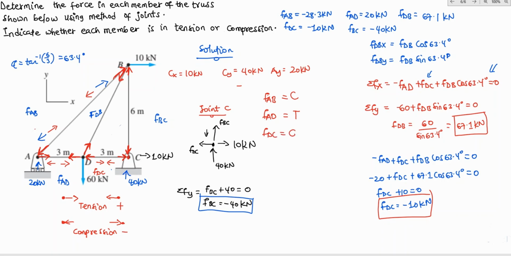Let's consider FBC also. The internal reactions will be in this direction, so we can say that FBC will also be in compression. Let's consider FDB. The internal reactions will be in this direction, so we're going to consider FDB to be in tension. So that's how to determine whether a truss member is in tension or in compression.